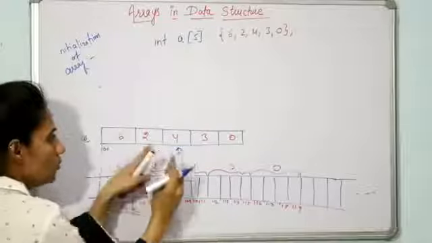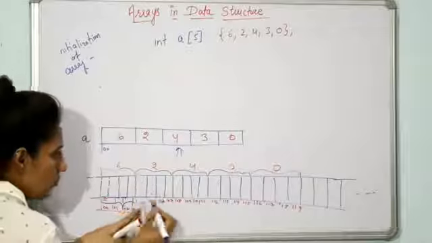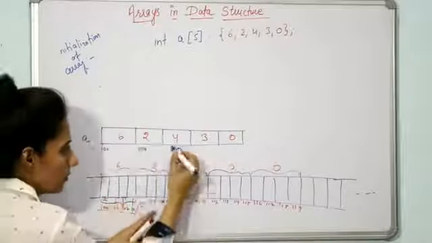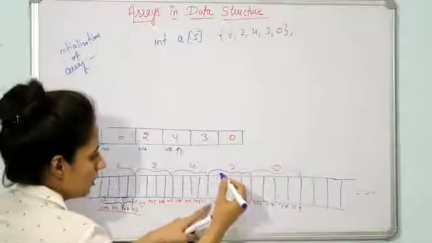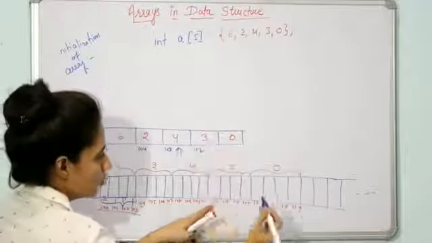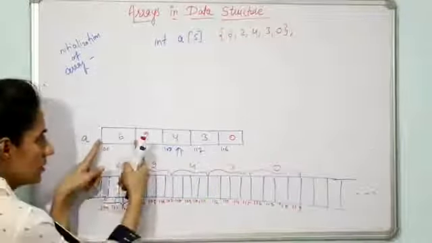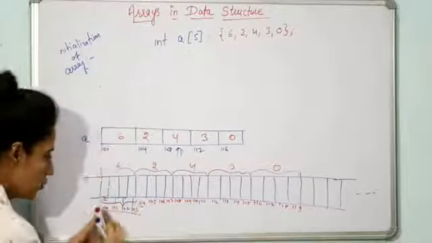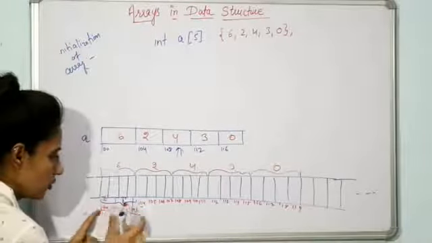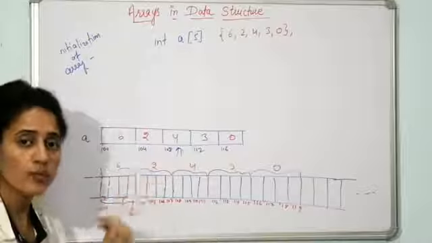So now the address of this 2, what would it be? This 2 would be 104, this would be 108, this would be 112, and this would be 116. And why so? Because this element is going to take 4 bytes, 100, 101, 102 and 103, that is why it is 104. How is this address to be calculated?